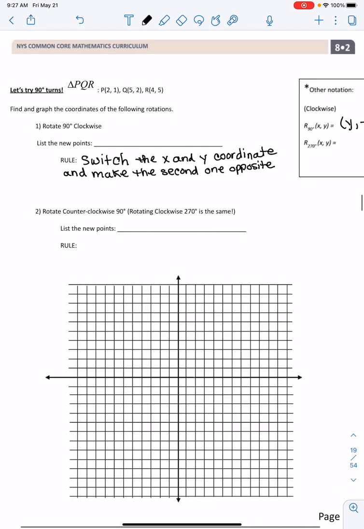So for here, our new points then are P prime would be 1 comma negative 2, Q prime would be 2 comma negative 5, and R prime would be 5 comma negative 4.